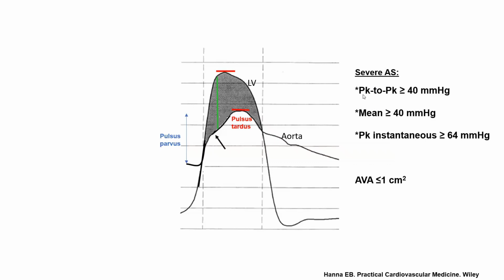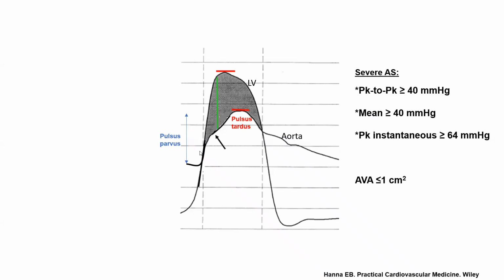Actually, in my experience, more often than not, the peak-to-peak is a little smaller than the mean gradient, contrary to what one may think. The more severe the AS, the larger that area under the curve, but that aortic pressure doesn't decline as much as the area under the curve increases. So peak-to-peak is almost equal, sometimes a little less than the mean, and definitely about 2/3 of the peak instantaneous gradient. Okay. So those are general ideas.